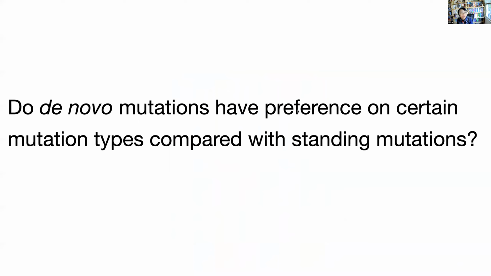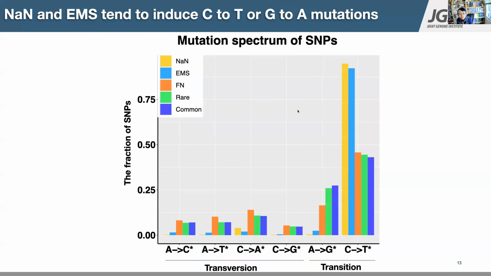So the first question we ask is, do de novo mutations have a preference for certain mutation types compared with standing mutations? In order to answer this question, we plotted the mutation spectrum for both de novo and standing mutations. Since the majority of the mutations are SNPs, we only focus on plotting the mutation spectrum of the SNPs among different mutant and diverse lines. The y-axis is the fraction of the SNPs.